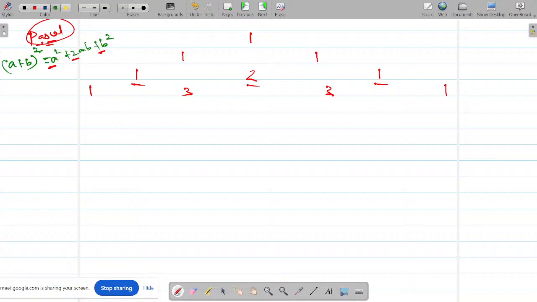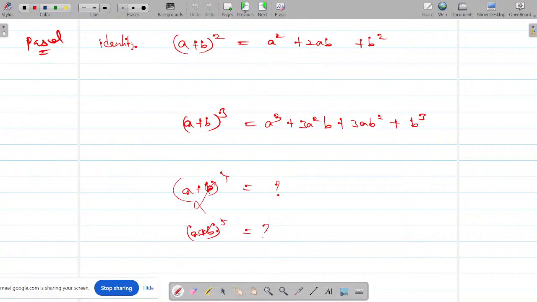What happens for a plus b the whole cube? a cube plus 3a square b plus 3ab square plus b cube. Tell me the coefficients: 1, 3, 3, 1. So always when we talk about the cube or the square, we'll take the highest power first. Am I right?